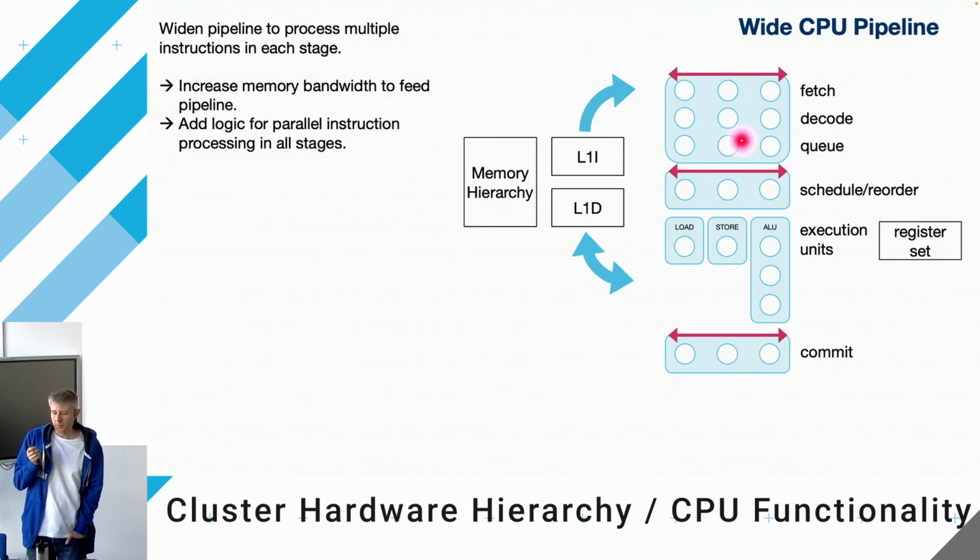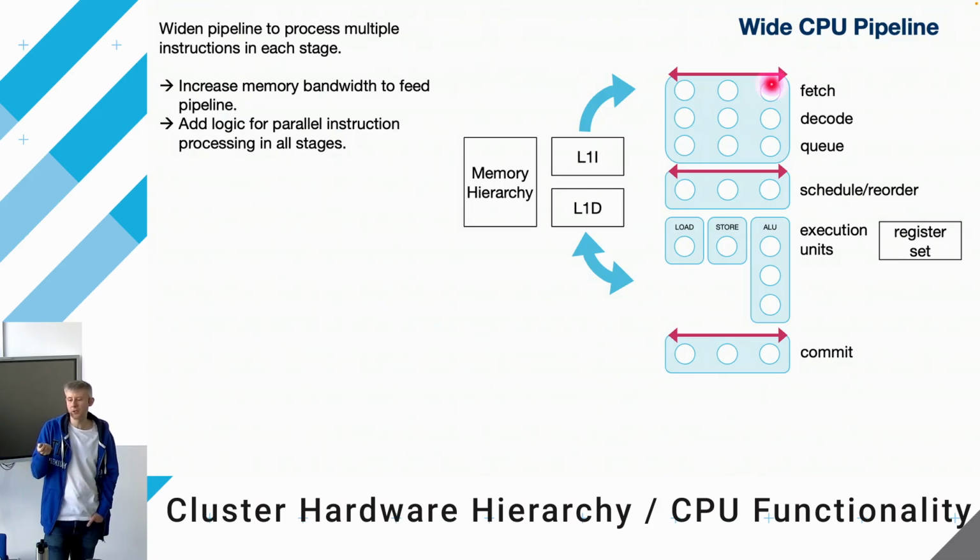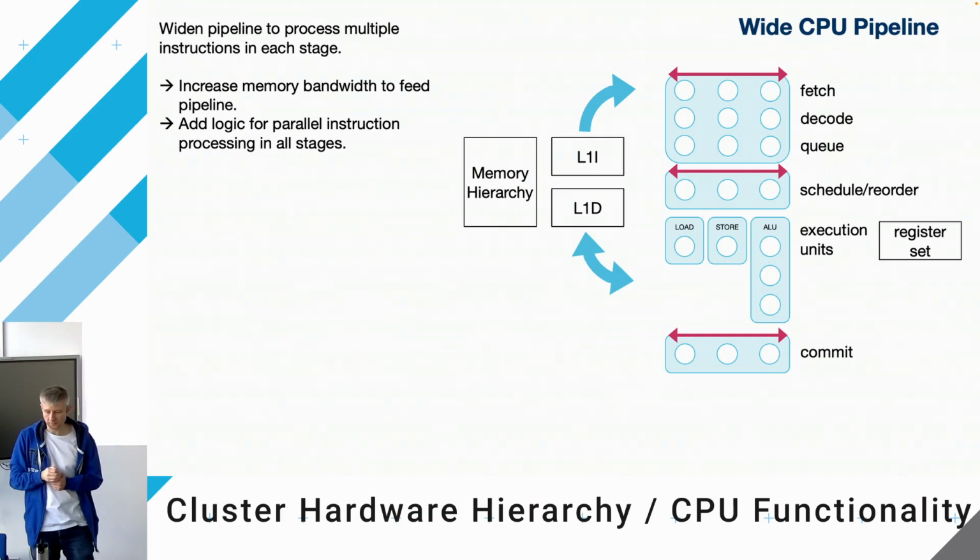Another optimization technique is widening the CPU pipeline. Therefore, we don't fetch just one instruction at a time, but we can already fetch the next few instructions and store them in a little cache here in the CPU. And one can also add a decode cache here and have multiple instructions that go through this wider CPU pipeline.